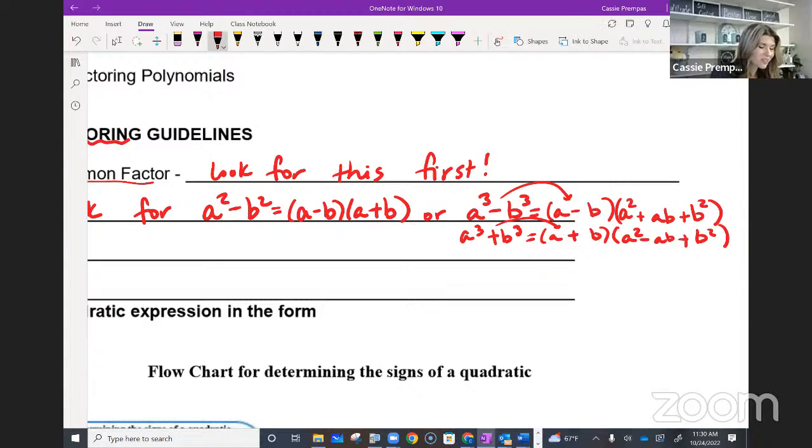So those are the three you need to know for tomorrow. I'll review them right at the beginning, but if you know you are struggling with remembering these, I'd take some time to try to memorize them tonight.